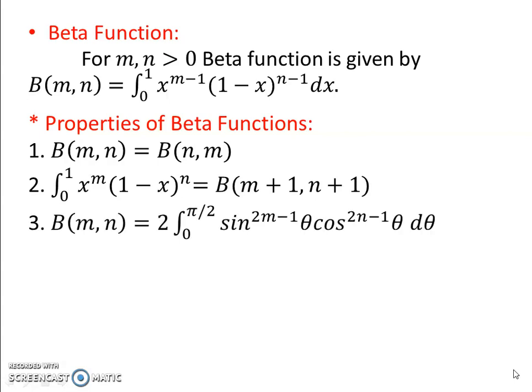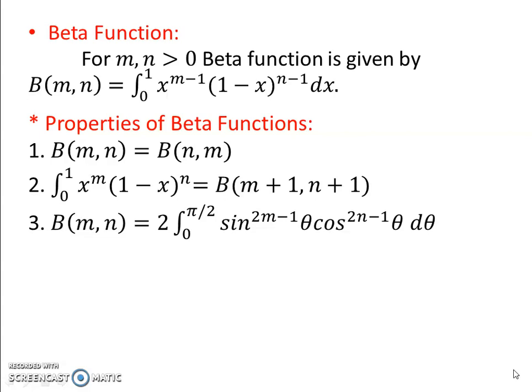Now next is beta of m, n expressed in terms of trigonometric functions: beta of m, n equals 2 times integration 0 to pi by 2 sine to the power 2m minus 1 theta cos to the power 2n minus 1 theta d theta.